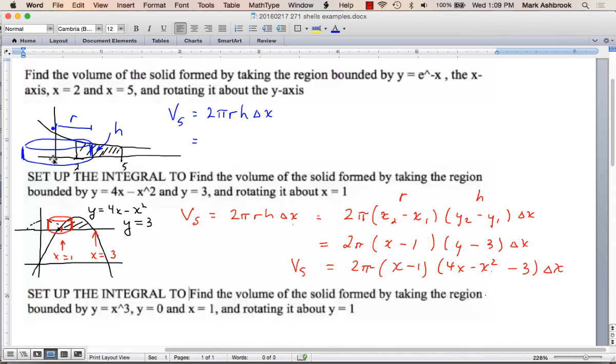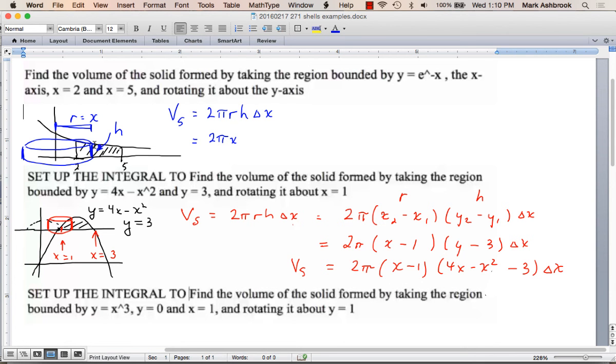So now we're rotating about the y-axis. What is the radius from there to there? Is it x-coordinate, y-coordinate, change in x, or change in y? From the y-axis to our strip is simply x. So 2 pi x.